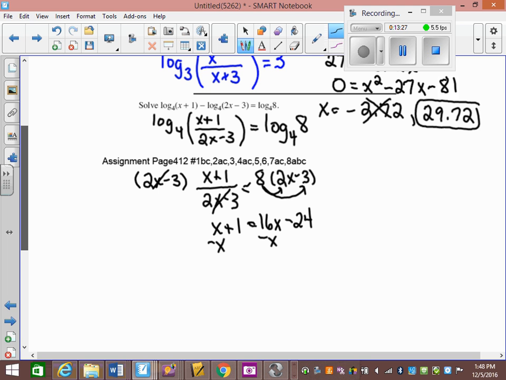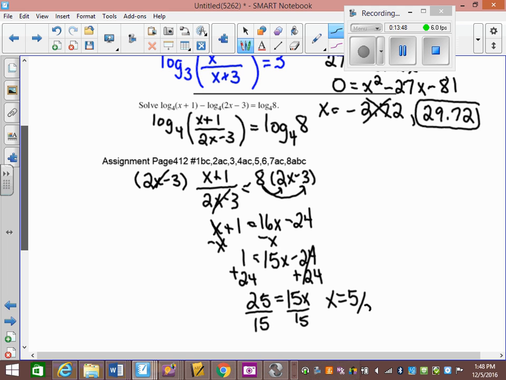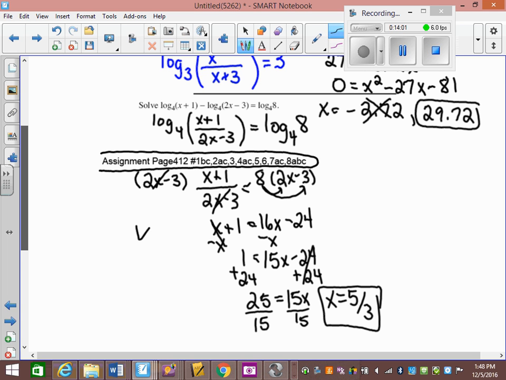And then this one's nice because it's not a quadratic. Minus x. Add 24. 25 equals 15x. And you can divide by 15. Check your 5 over 3. 5 over 3 plus 1 is good. 2 times 5 over 3 is bigger than 3, so that's good. So the rest of this is your assignment. And that's log tangent.